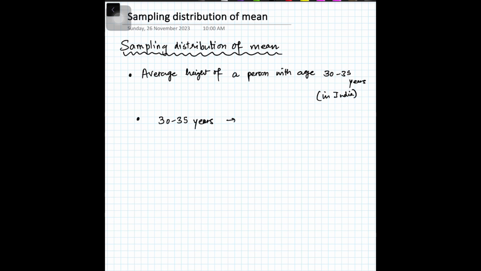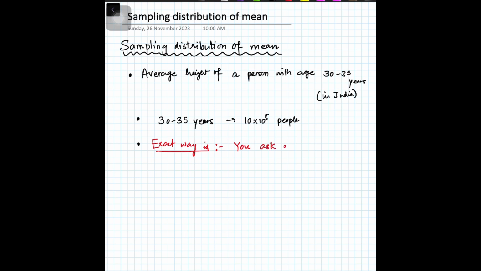For simplicity, we assume that there are 10 into 10 to the power 5 people. So that's 10 lakhs in this age group. So it's almost impossible. So what is the best way? What is the exact way? So the exact way is you ask everybody their height.